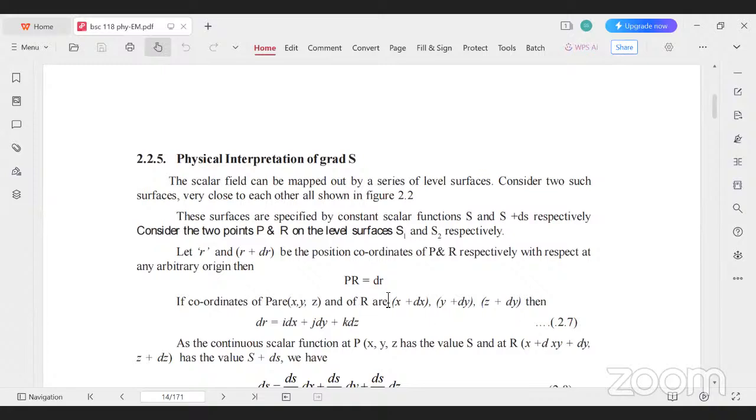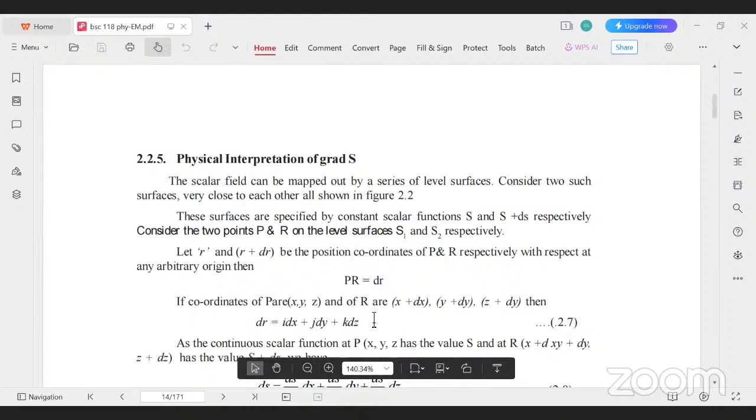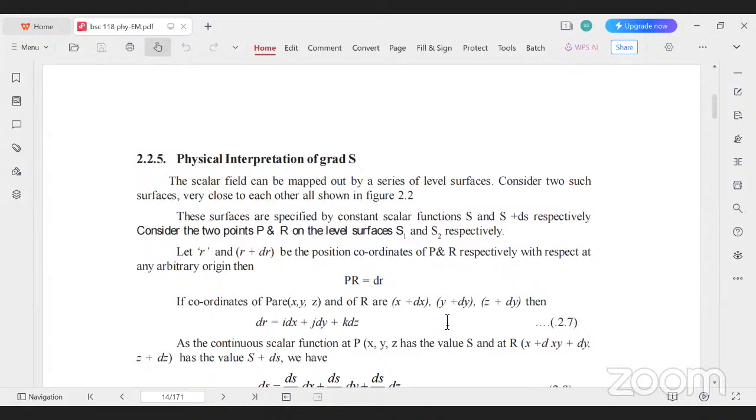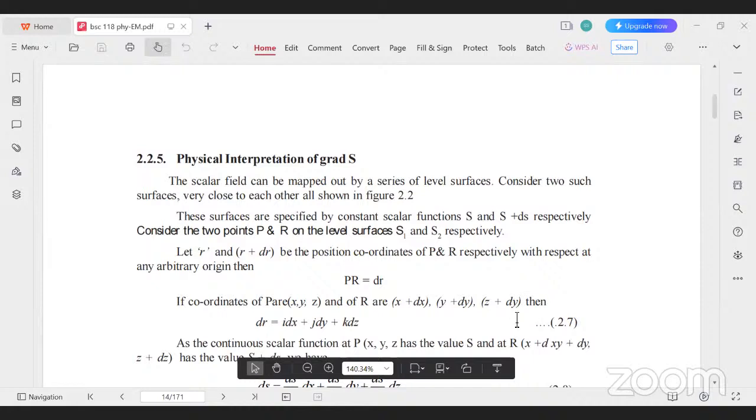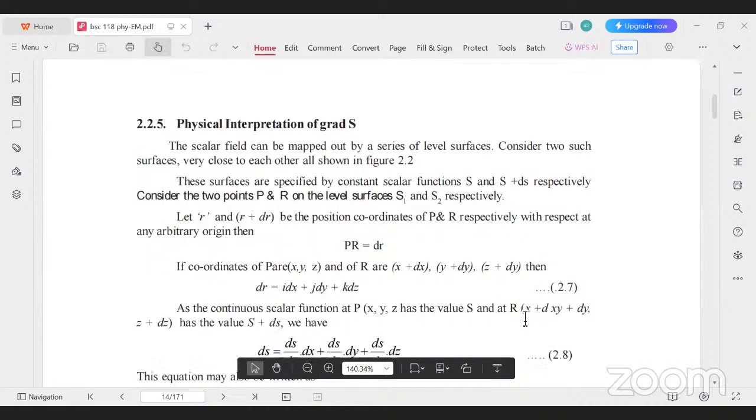Then PR is becoming dR. So if the coordinates of P are x, y, z and R are x plus dx, y plus dy, z plus dz, then we can write dr is equal to i dx plus j dy plus k dz, as a continuous scalar function at P of x, y, z as values.